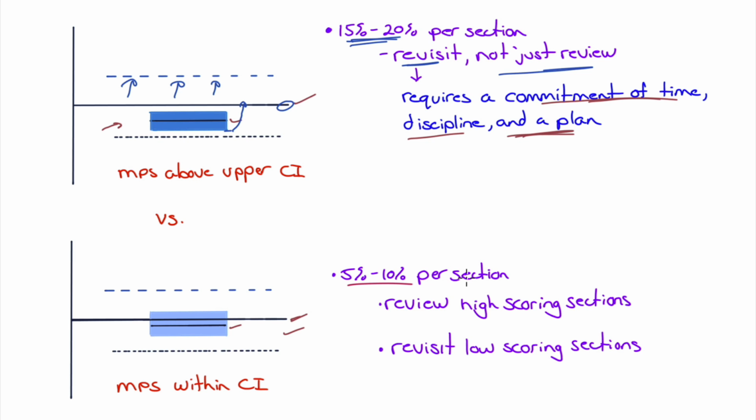If you're down here, you're looking to get 5 to 10% per section. You're going to review your high scoring sections to keep them current, and you're going to revisit your low scoring sections. Strategy of picking up from the bottom. Now, for level 1, I'll do level 1, level 2, level 3 here.